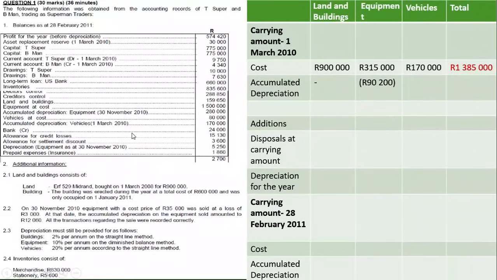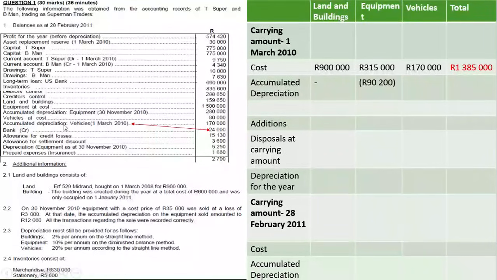Vehicles, we are given vehicles at the cost of 170 Rand, and then we are also given accumulated depreciation on vehicles on the 1st of March 2010. That's what we want. Remember, we want the carrying value on the 1st of March 2010. So we want the accumulated depreciation at the beginning of the period. And we can see in additional information, we're not given any more information on vehicles. So that's an easy one. We're just going to plug in this 24,000 Rand because it's accumulated depreciation at the beginning of the period.